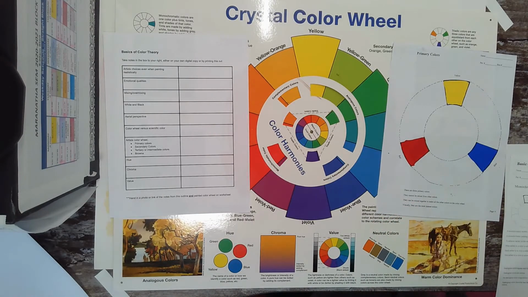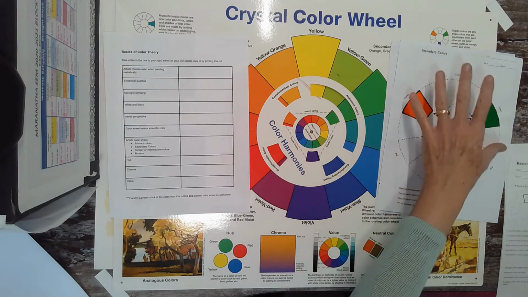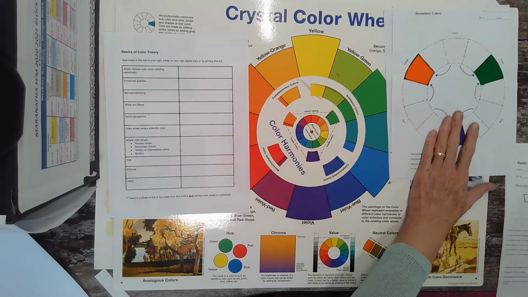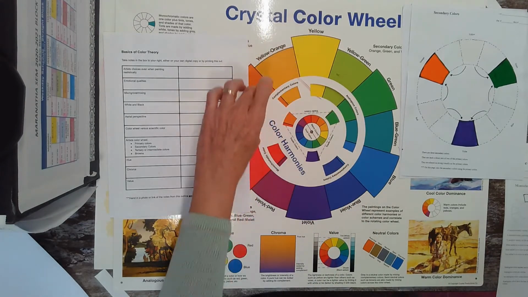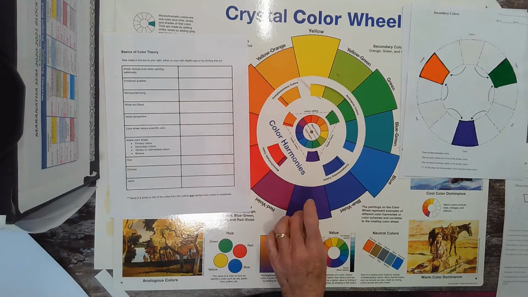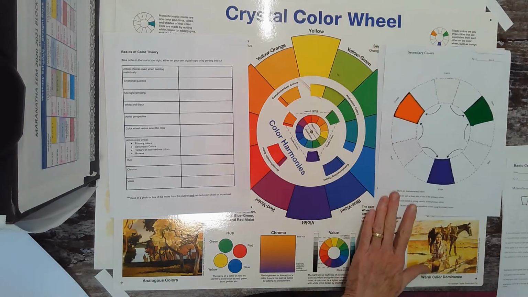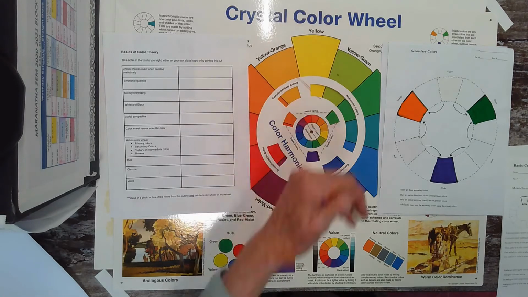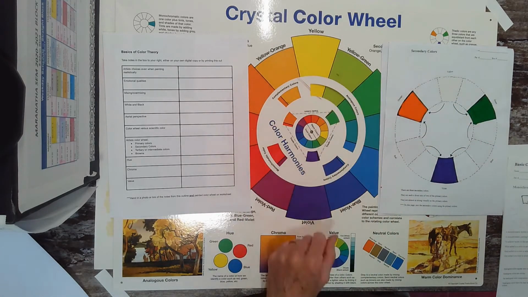The next set of colors are called the secondary colors. These are a direct mix of two primary colors. So yellow and blue makes green, yellow and red makes orange, blue and red makes violet. Those are also very strong visually. They're very important colors, just not quite as strong as the primary colors. So they're called the secondary colors, the direct mix.